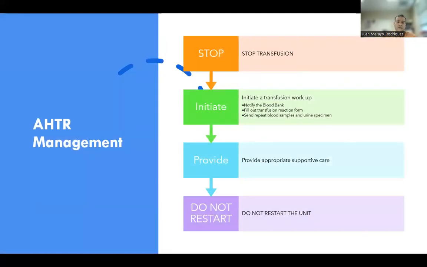The management of these acute reactions is first to stop the transfusion. Then you initiate the transfusion workup: notify the blood bank, fill out the transfusion reaction form, send repeat blood samples and urine specimen as needed, and provide appropriate supportive care. Most importantly, do not restart the unit until it's clarified.